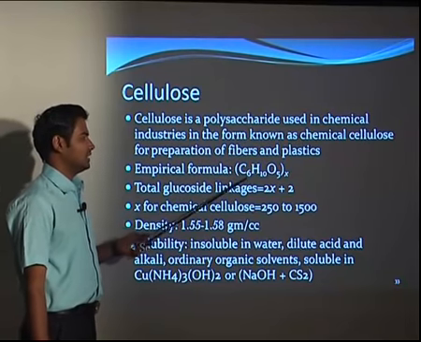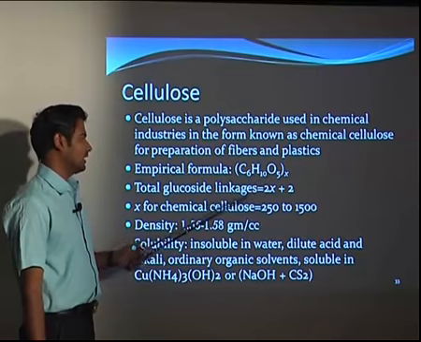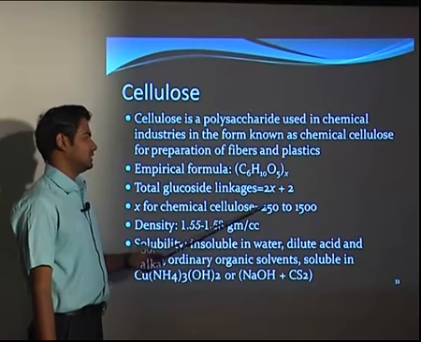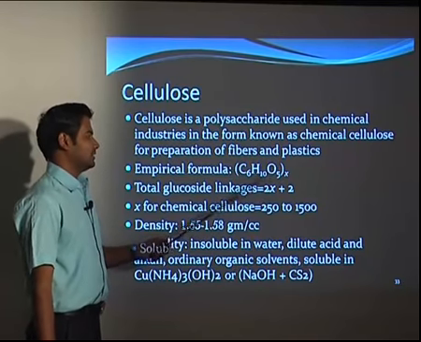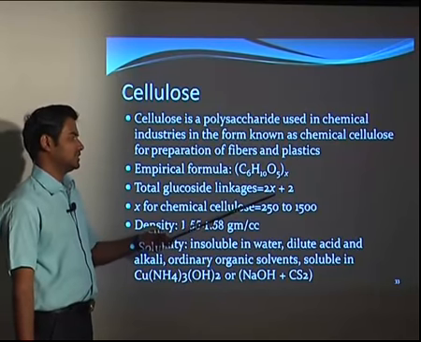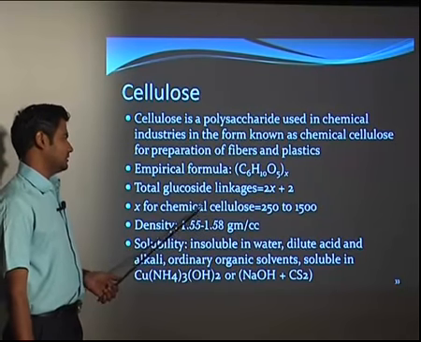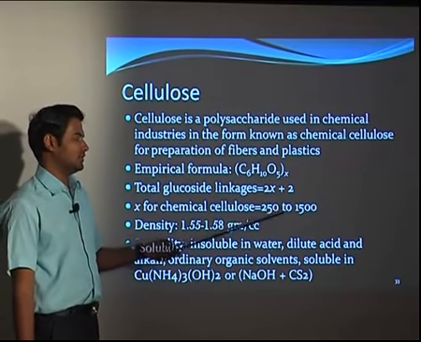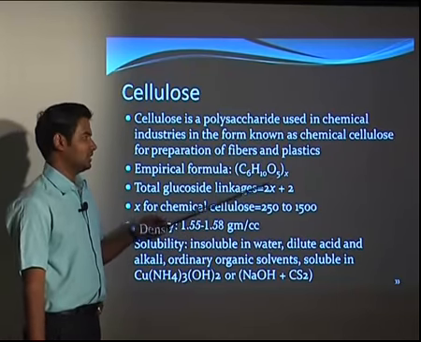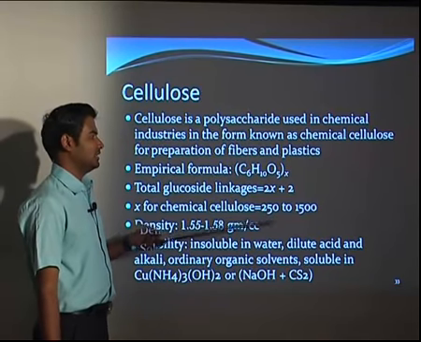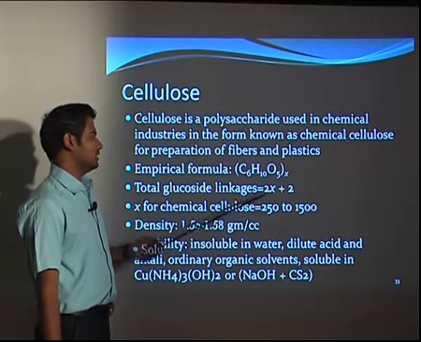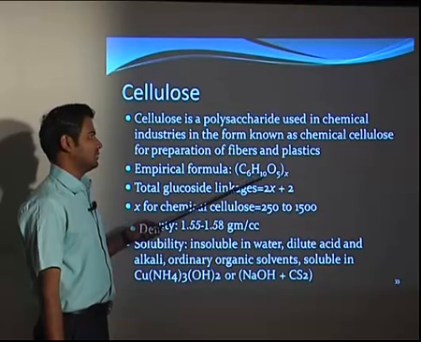So if you see the formula, it will be a chain of C6H10O5. Then the total glucoside linkages will be 2x plus 2. Suppose this is the x, then the linkages we can find are 2x plus 2. Then if you take the dimer molecule, it will have 6 linkages over here. Then the x for chemical cellulose will go around 250 to 1500. So here the x value, or the number of monomer units, may vary from 250 to 1500. So here it will have around 500 to 1300 glucoside linkages in the typical cellulose molecule.